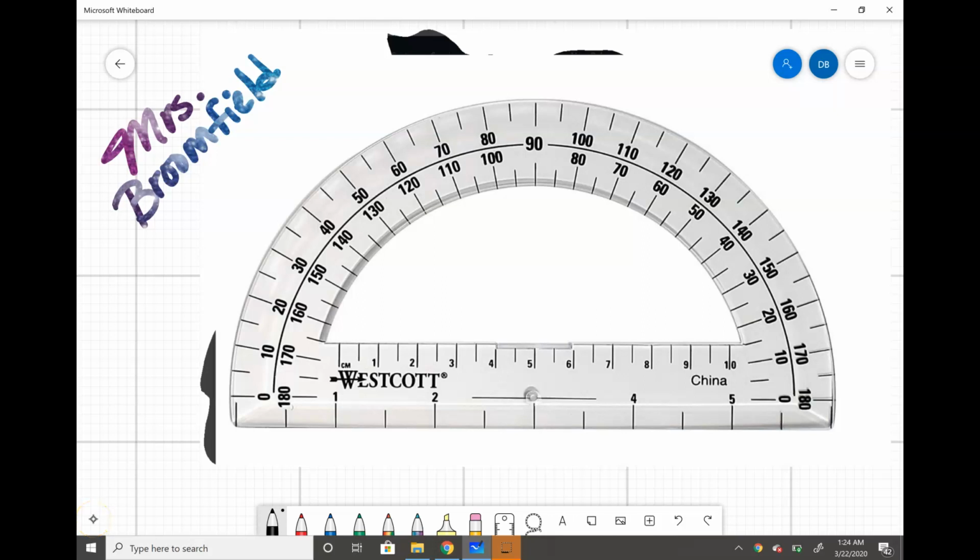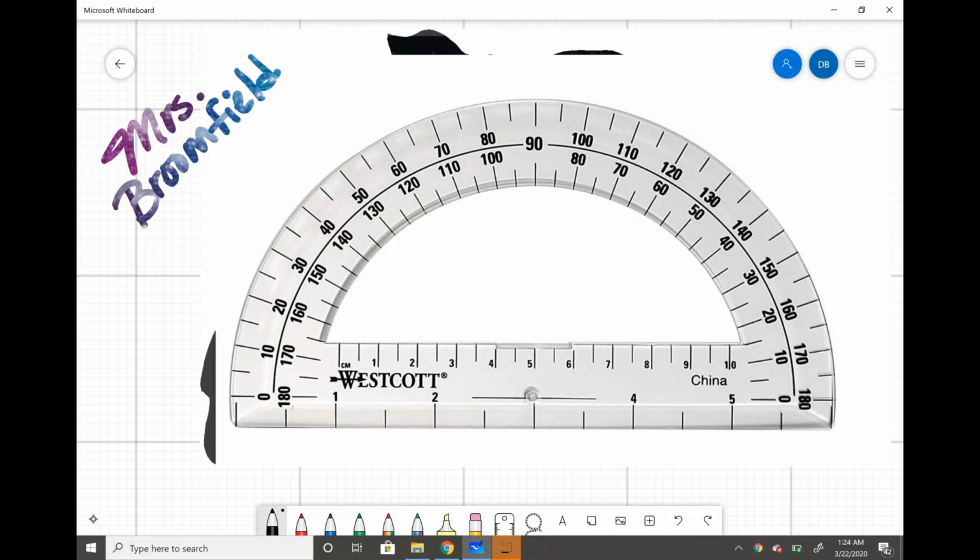I want to give you guys an opportunity to explore the protractor with me today. If you look at the protractor, you will notice that it has two rulers. So on both sides, you see 0. On this side on the bottom, it starts from 0 and it goes all the way to 180 degrees. Each number on the protractor is another degree.